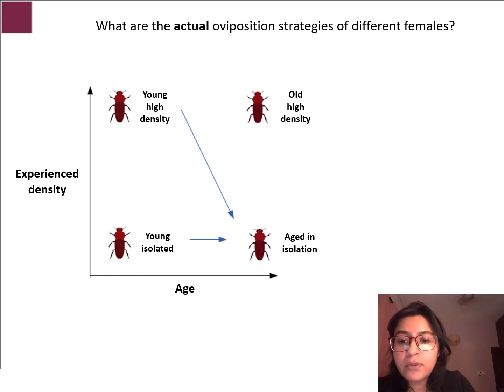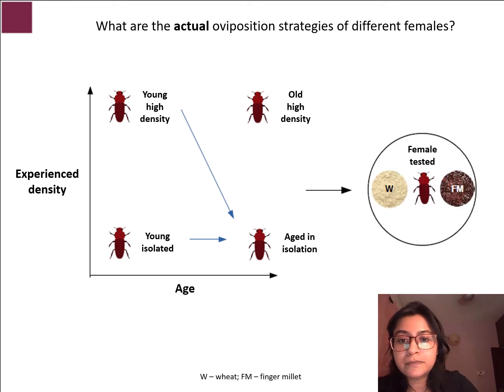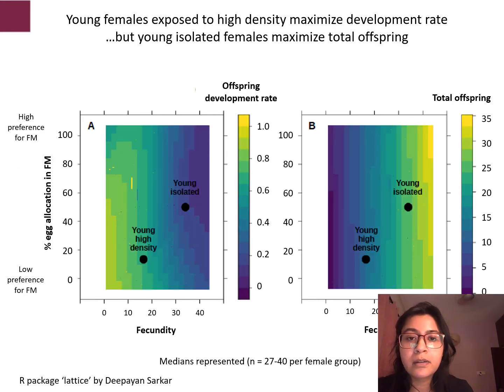I also had three more groups for old females, two groups that were aged under either isolated or high density conditions throughout their lives, and another which was switched from high density to isolated conditions to age till that group was old, as a sort of intermediate treatment. After creating these context groups, I tested their actual oviposition preference in the same habitat I used earlier to generate the fitness landscape.